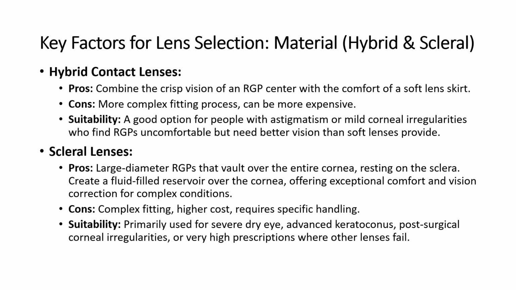Then there are scleral lenses. These are large-diameter rigid gas-permeable lenses that are designed to completely vault over the entire cornea, resting instead on the sclera, the white part of your eye. This unique design creates a fluid-filled reservoir over the cornea, offering exceptional comfort and vision correction for very complex conditions. However, their fitting is quite complex, they come with a higher cost, and require specific handling techniques. Scleral lenses are primarily used for severe dry eye, advanced keratoconus, post-surgical corneal irregularities, or for very high prescriptions where other lens types just aren't effective.